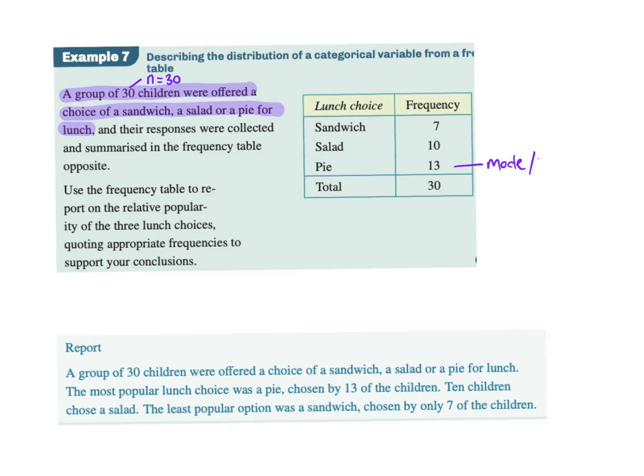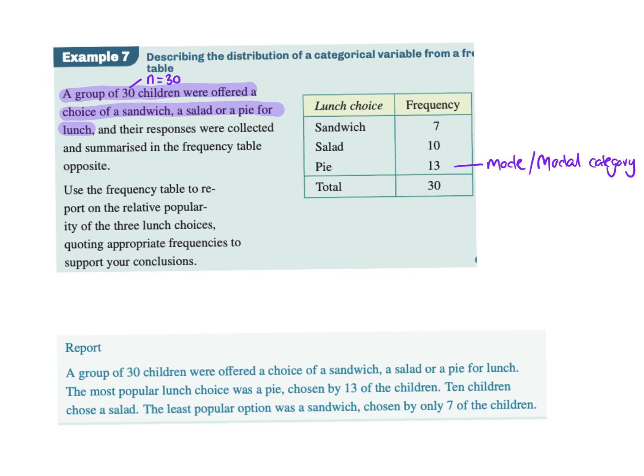So if you want to maybe put next to that modal category, in case they use either one of those words, you can use either one of those statements, that's okay. All right, so we've got that. And then who came next? We had the salad and then the sandwich. So that's pretty much all we need to know, and we can write the report.